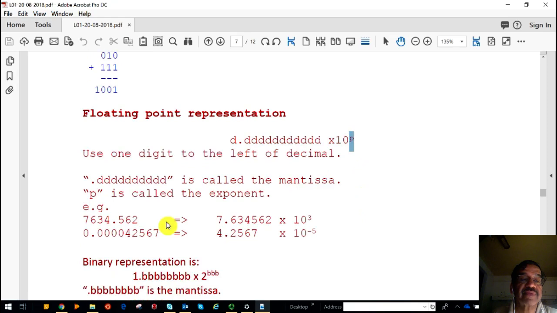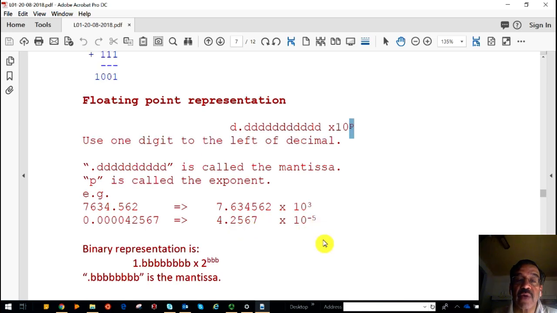Okay, so examples would be, for example, if I take 7,634.562, I can move the dots around, and this is why it's called the floating point. The point floats. 7.634562 times 10 to the 3. Okay, I'm just keeping one digit to the left of the point, and I float the point to the left, and I find out what the exponent is. If I have a number like 0.000042567, I can move the point to the right side of 4 and write this as 4.2567 times 10 to the minus 5.